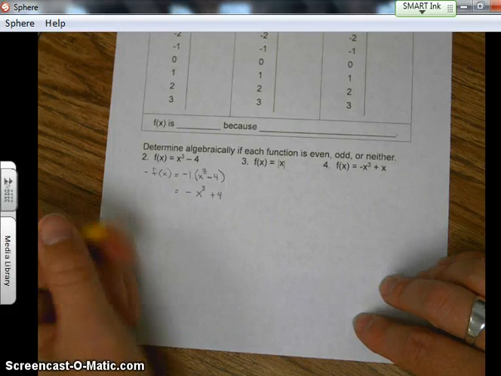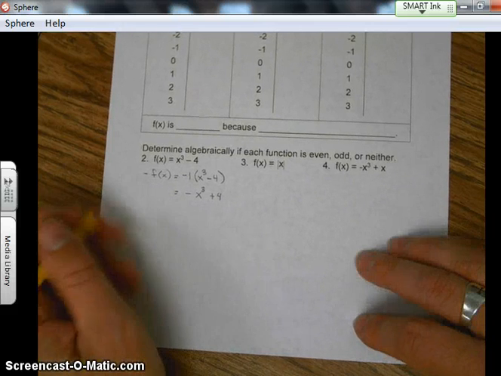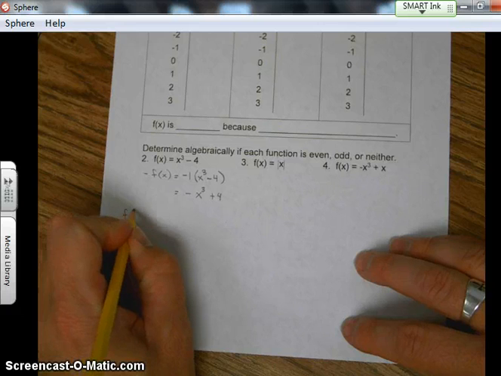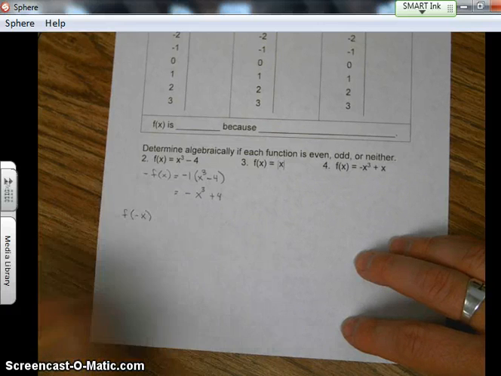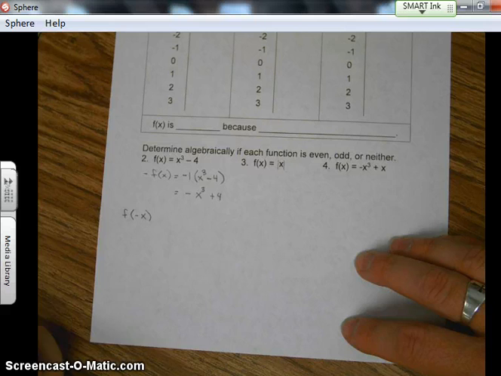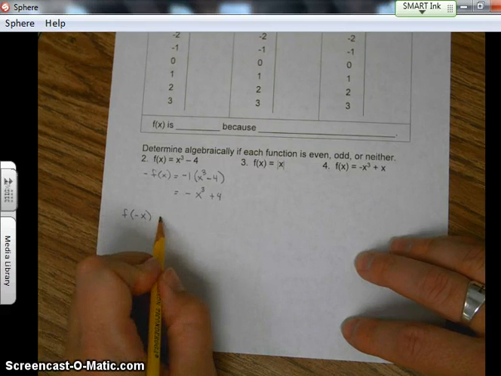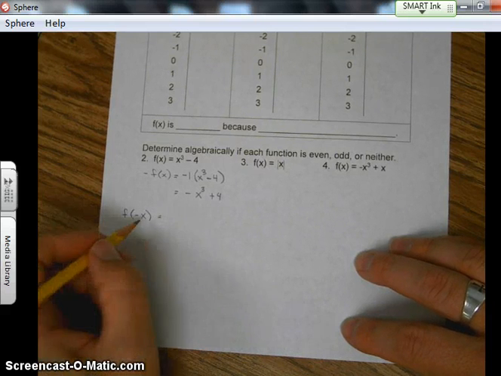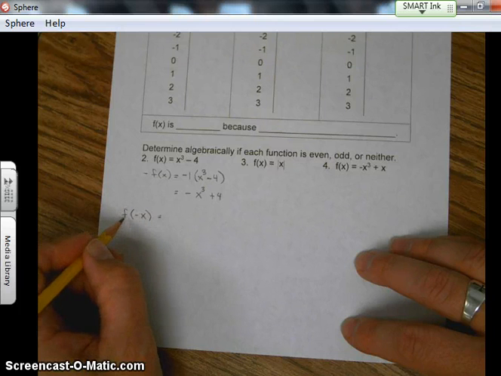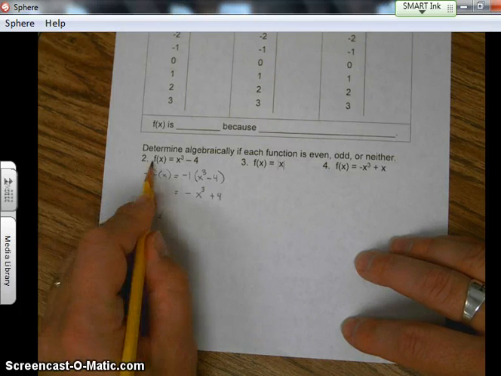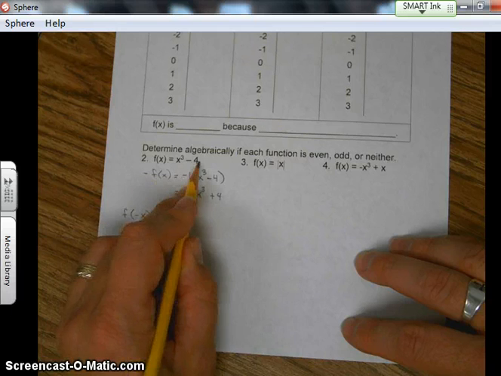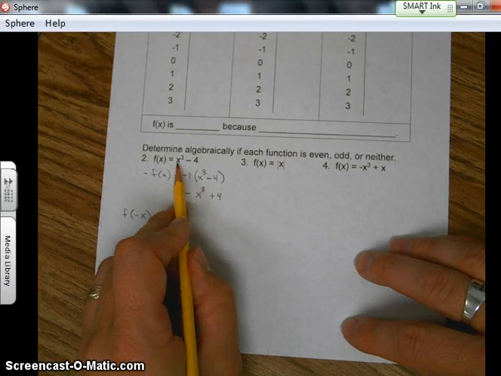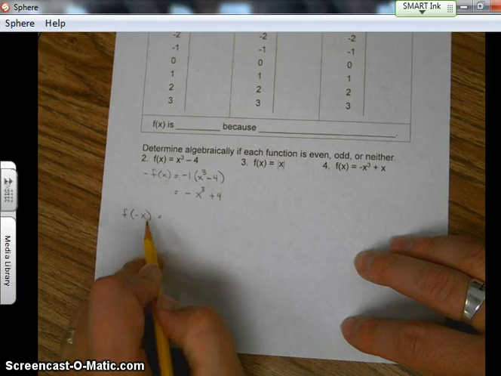Now, what we want to do next is input a negative x into the function. So we're going to input negative x into function f. So here's function f. Everywhere we see an x, we're going to plug in a negative x.